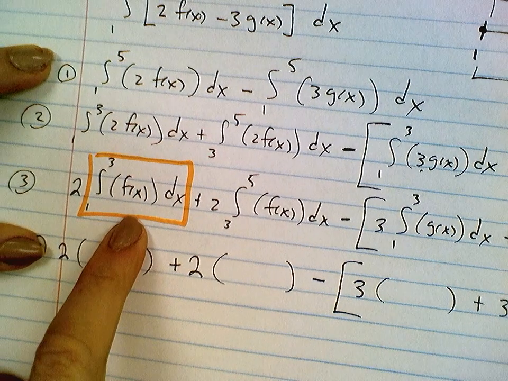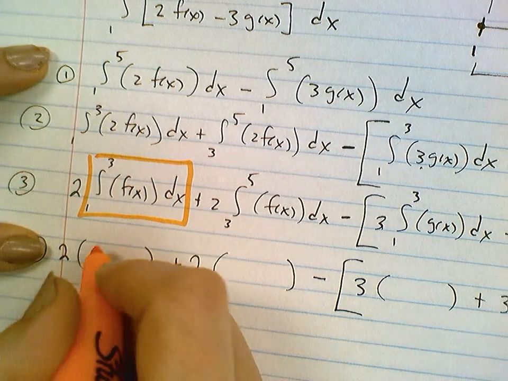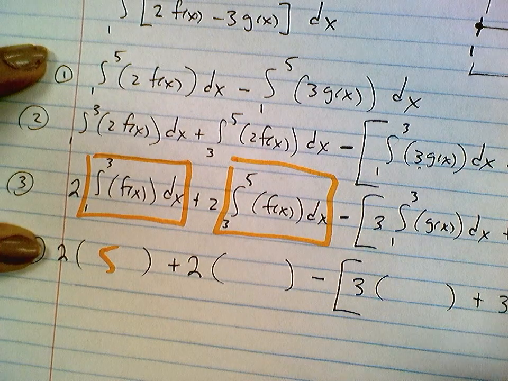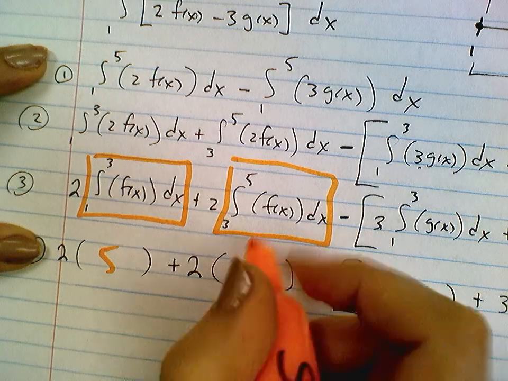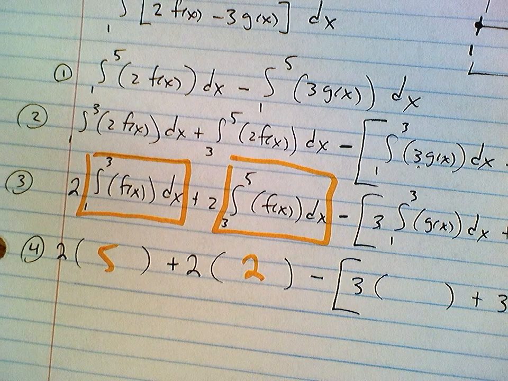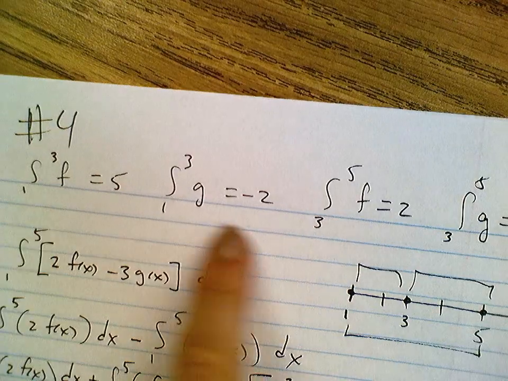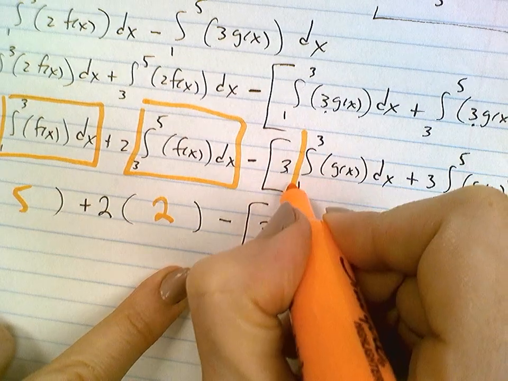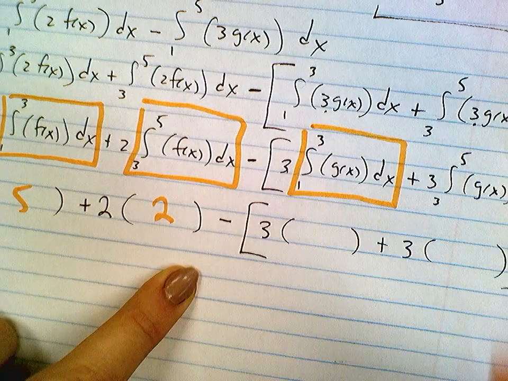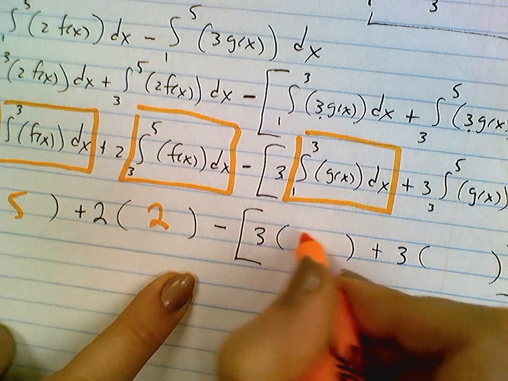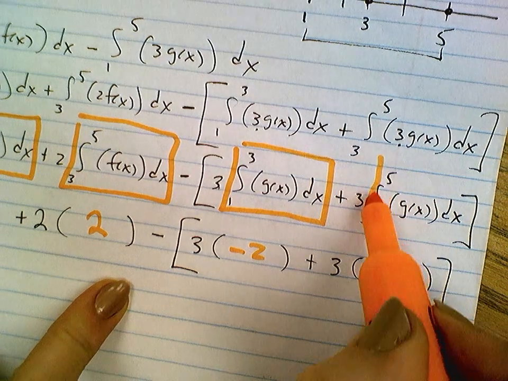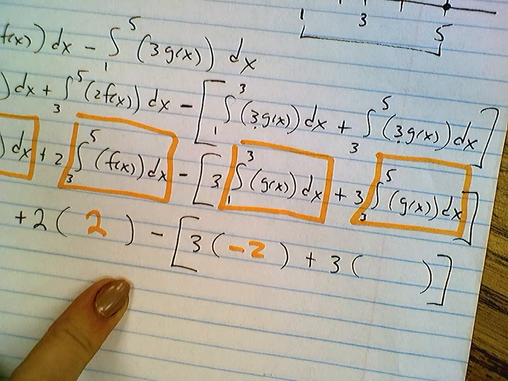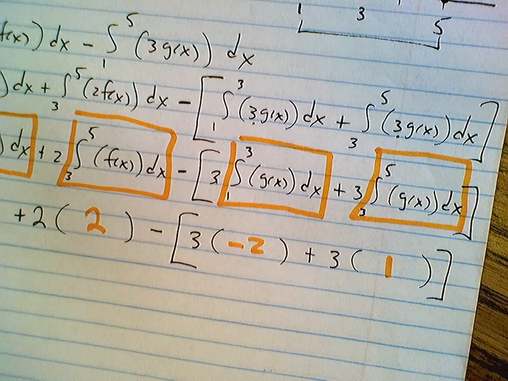Okay, I'm just trying to provide a nice visual. So what is this? It's 5. What is this? It's 2. All right, how do I know these things? It's because that's what they gave me. You probably get the point, but I'm just going to keep going with my visual. What is that? It's negative 2. What is that? It's 1.